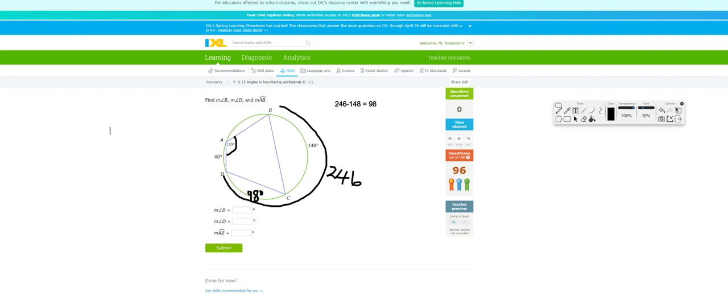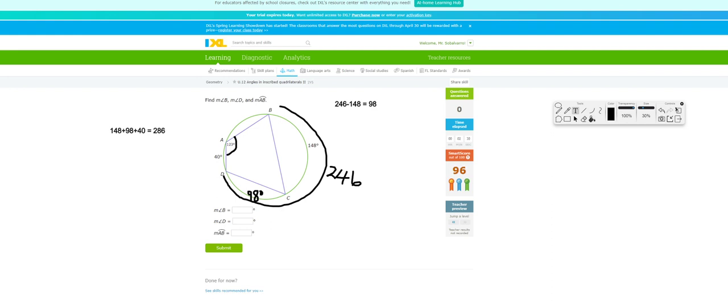You're going to add all the arcs: 148, which they already gave you, plus 98, plus 40. And what is that equal to? Let me do it in the calculator. 98 plus 40 plus 148 is equal to 286.